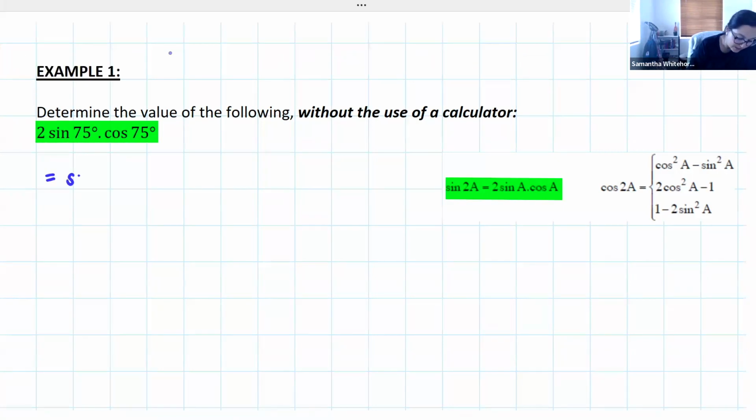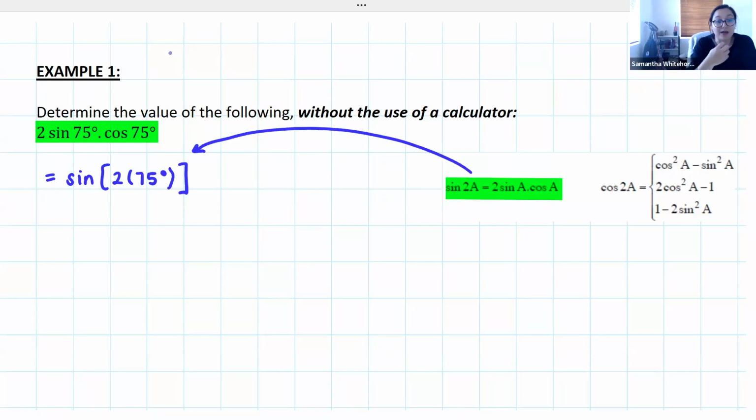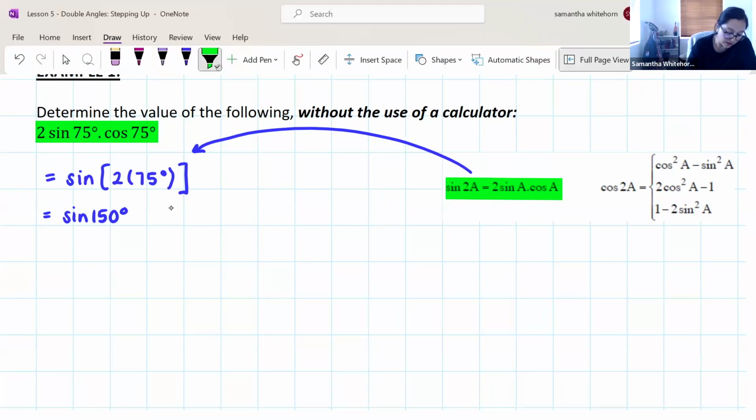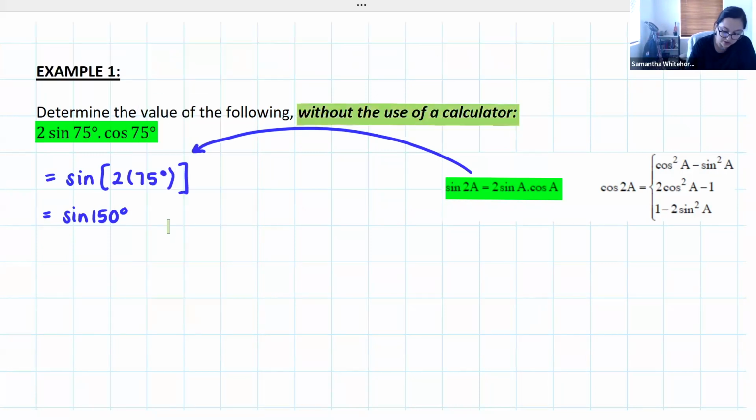This is telling me that I'm working with sine of a double angle of 75 degrees. So what I'm doing is I'm taking my formula and applying it to the information I've been given. That means I'm actually working with sine of 150 degrees. Remember, we spoke about this on Wednesday last week. When it asks you to determine the value of something without the use of a calculator, we have to immediately start thinking about our special angles.